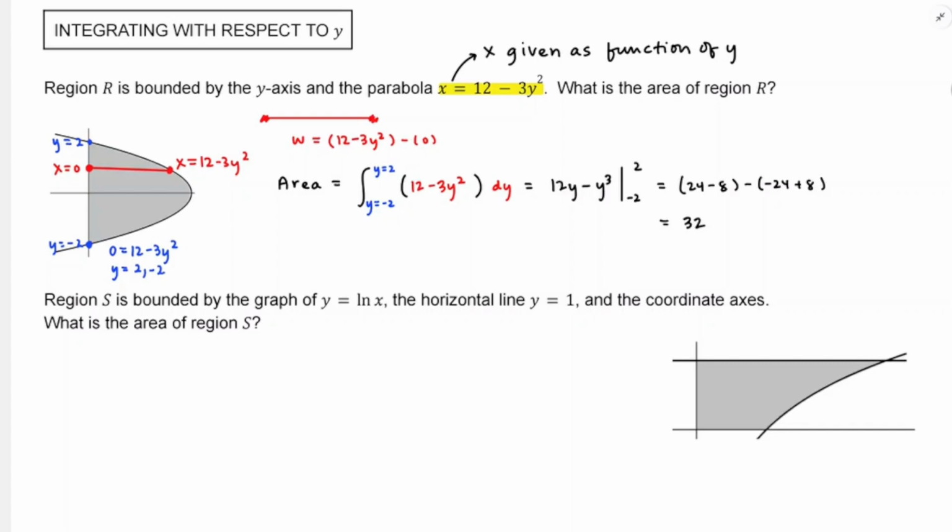Okay, but if we find this with integrals in y, it's actually quite easy. I'm just going to say we don't have this antiderivative yet, so that's going to motivate us to integrate with respect to y. I'm going to label region S and see what's going on here.